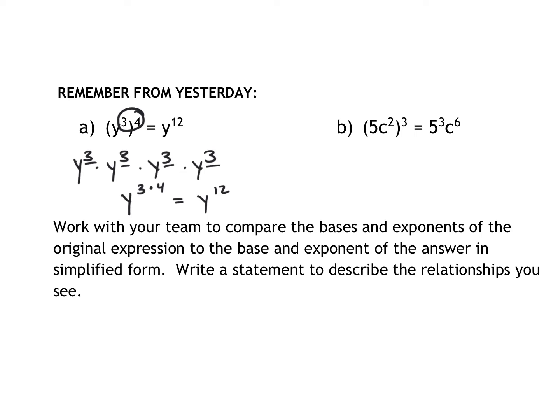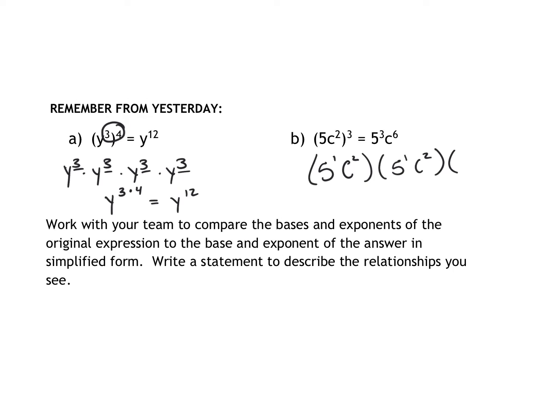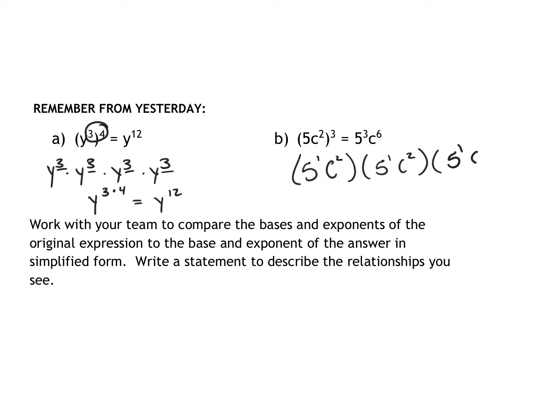If we take a look on B, this is 5 to the first power times c to the second power, and that is done 3 times. That's 5 to the first times c to the second, times 5 to the first times c to the second.